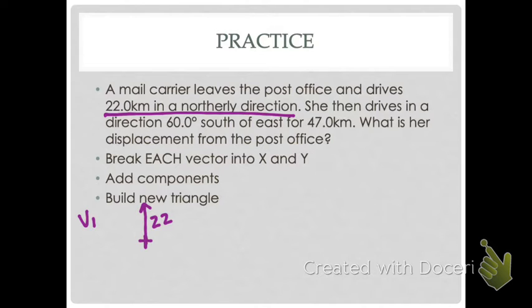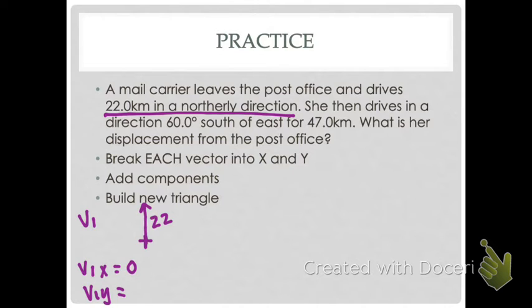So my first vector right here, does it have any x component at all? No, because it's going purely north. So if I was going to label v1x, it would be 0, right? The x component of this vector is equal to 0. For every vector, we're going to write out x and y. So that's why we're going to label them v1x and v1y.